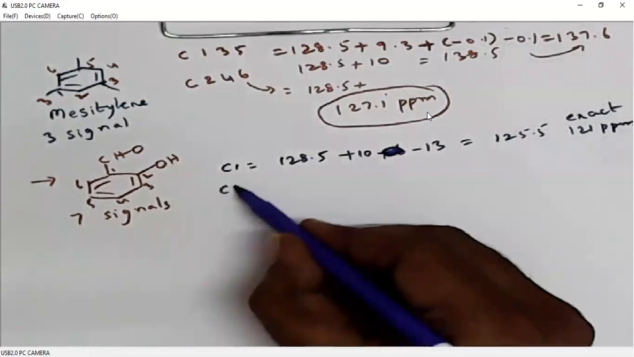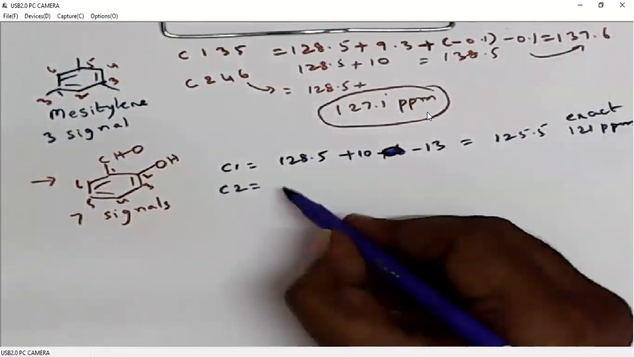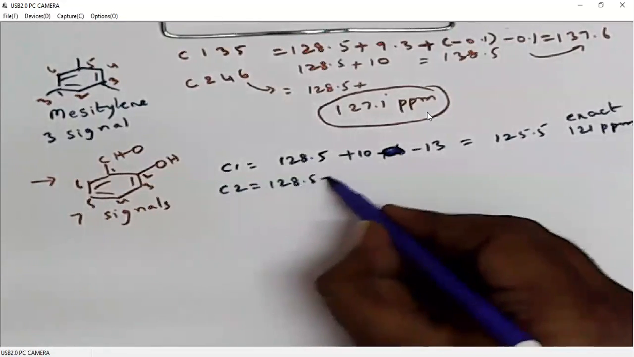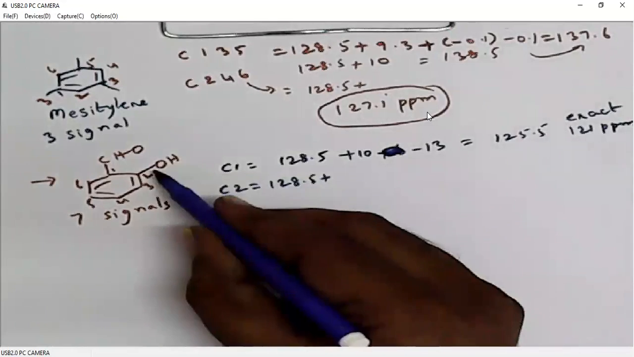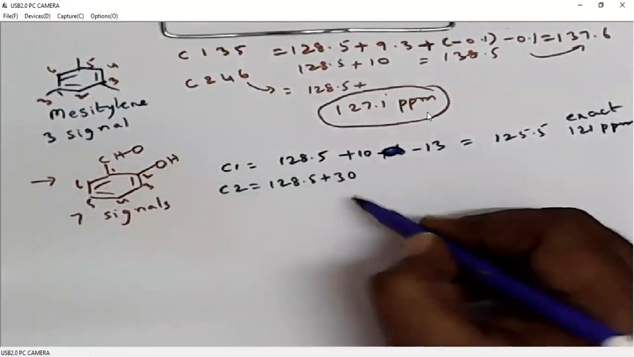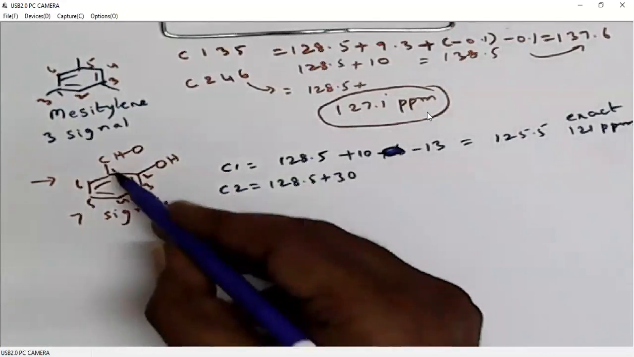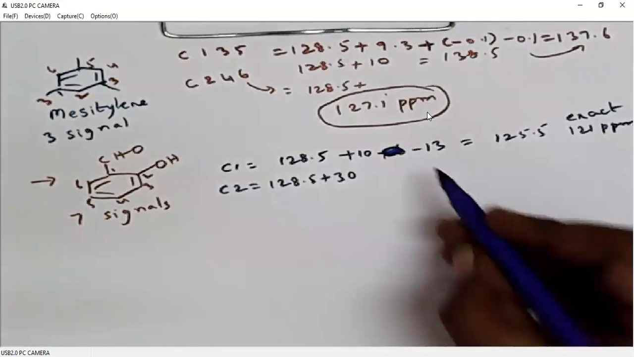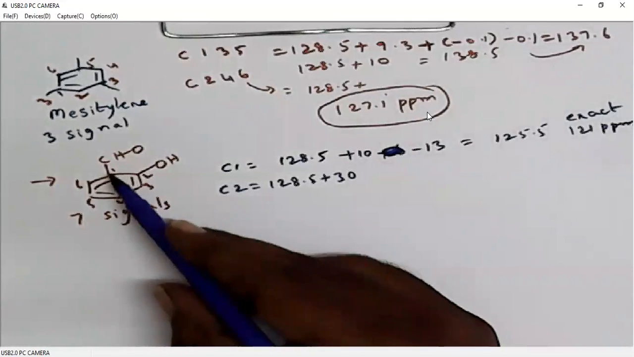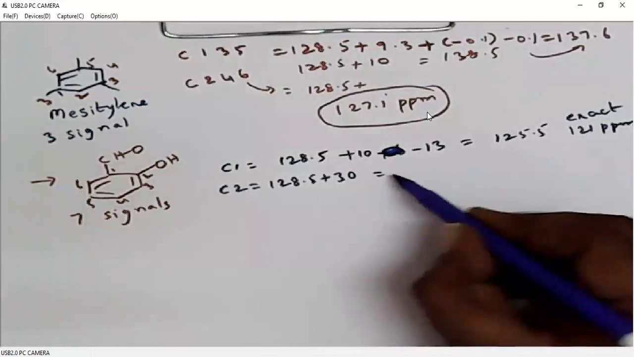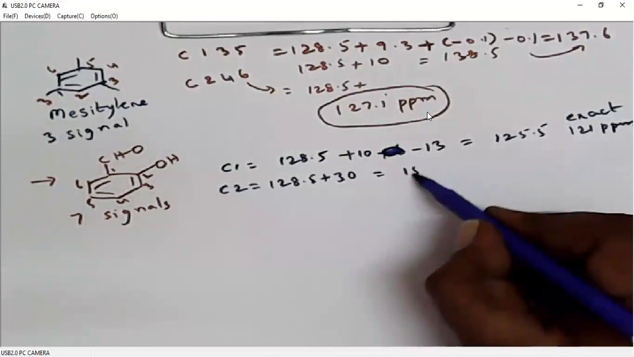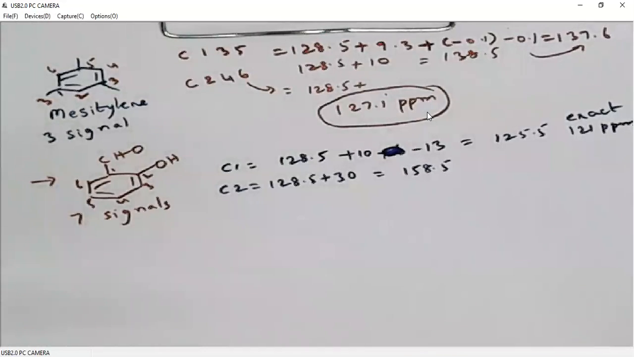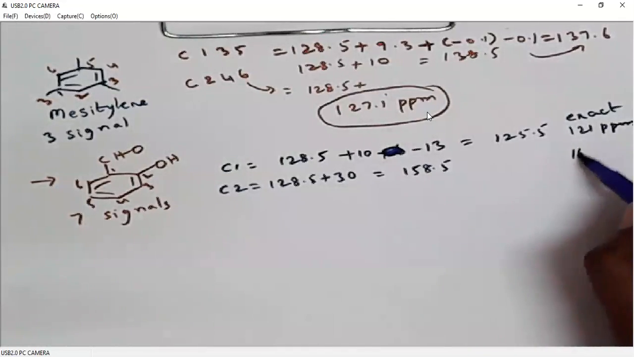Now we will try to calculate for C2. The base value is 128.5. We have OH at C2, so we will add 30. Aldehyde, as I said, we will only consider the aldehyde at alpha and para. If it is at ortho or meta, we will ignore it. So the resultant is 158.5 and the exact value is 161.4.